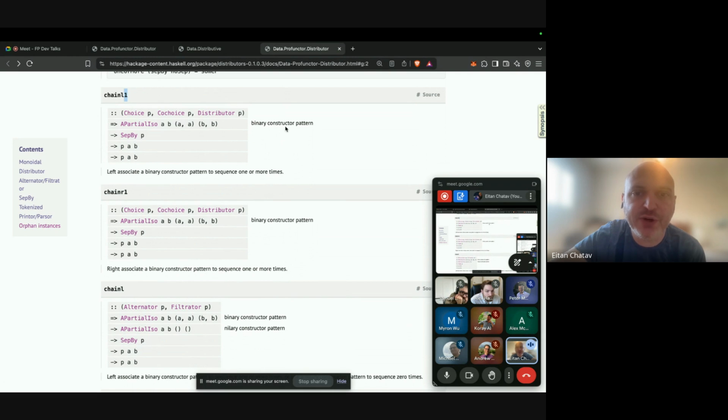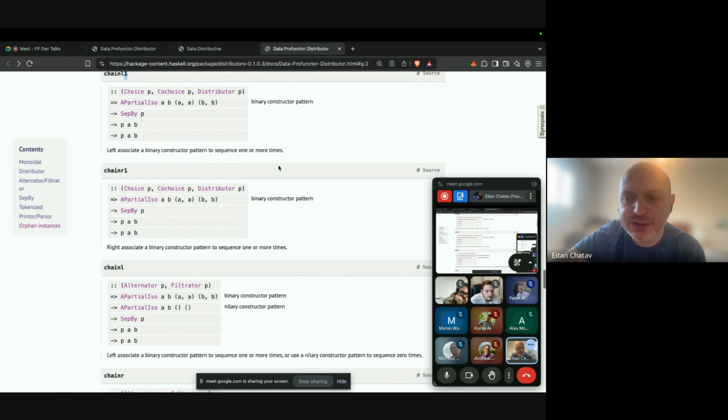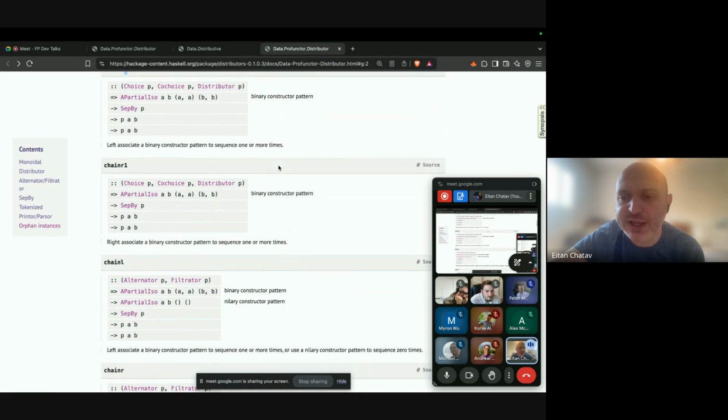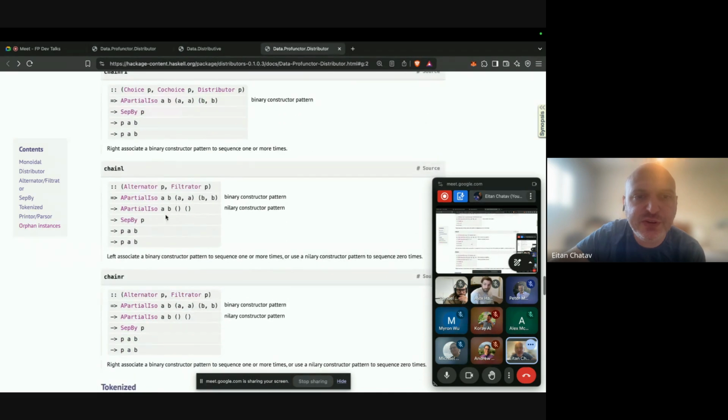And you have to give it a binary constructor pattern. So that's going to be like in our expression AST, we have like a plus expression. So the associated prism plus will be our partial iso that we plug in here. And similarly, chain L and chain R, and the L and the R is just for whether we're left associating it or right associating. And for chain L and chain R, we have to give it an additional nilary constructor pattern for the case when there's nothing, when there's 0 things to sequence.